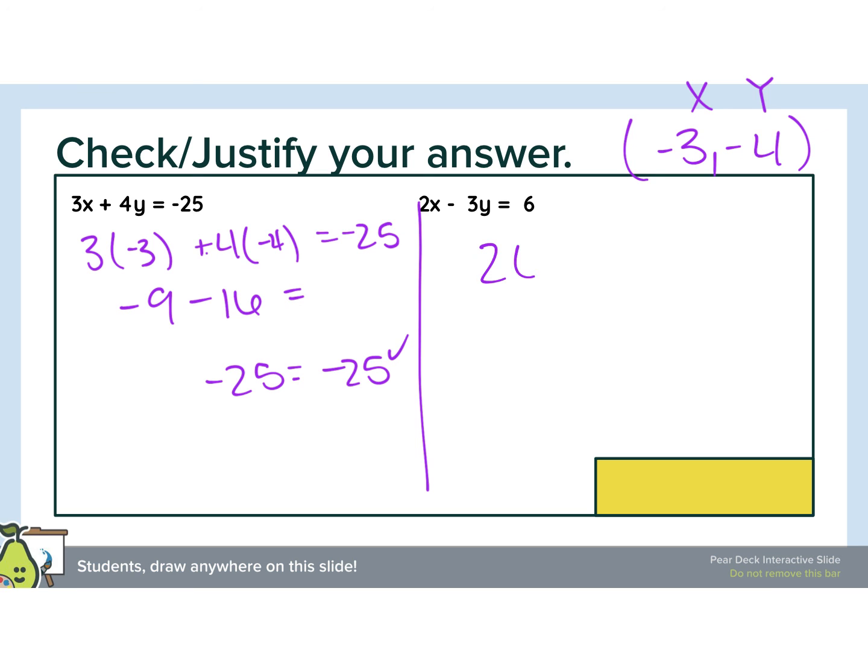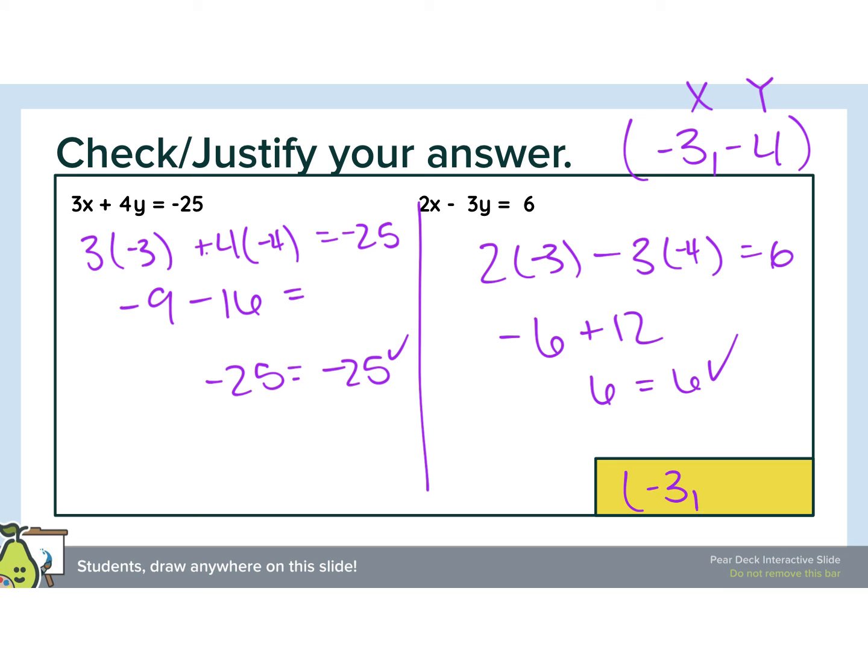And then the setup, parentheses instead of variables. Instead of x, negative 3. Instead of y, negative 4. This is negative 6. Minus a negative means plus 12, which gives me positive 6. They both work out. This is the answer.